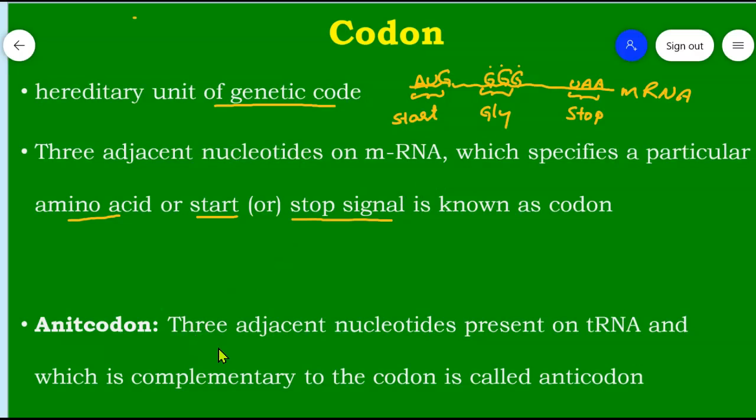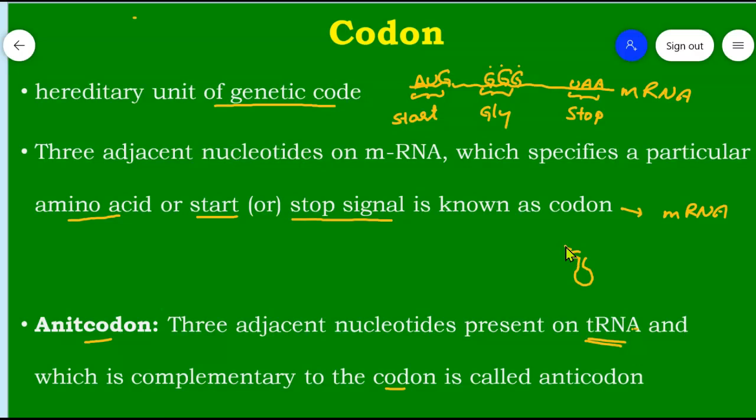And what is anticodon? Anticodon is also three adjacent nitrogen bases, nucleotides, which are present on the tRNA, which is complementary to the codon sequence, and is called anticodon. So the codon is present on the mRNA strand, whereas the anticodon is present on the tRNA. Do you remember in tRNA where it is present?